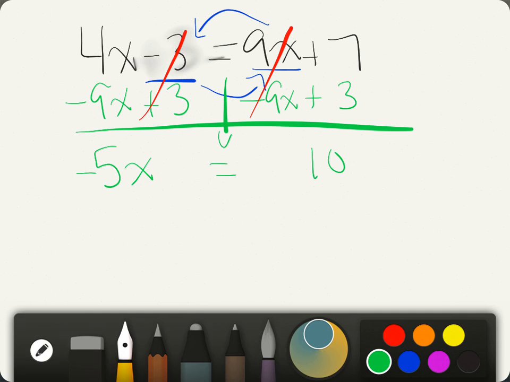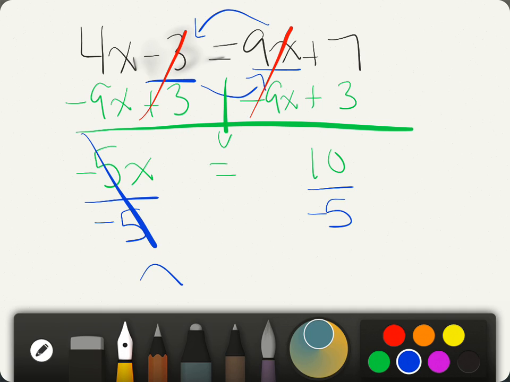Now I'm into a type 1. Negative 5x equals 10. In order to get rid of the negative 5x, we're going to divide by negative 5. And whatever we do to one side, we do to the other. This crosses out. We're left with x equals negative 2. 10 divided by negative 5 is negative 2.